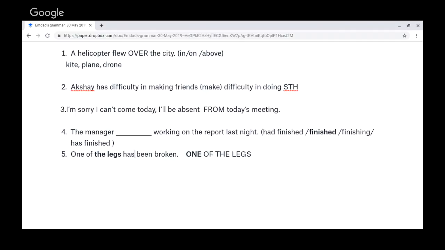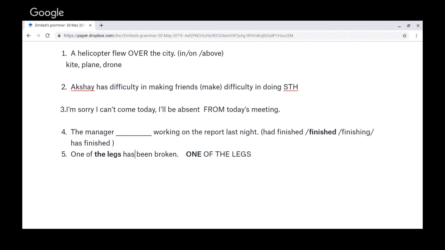But one of the countries offer or offers? Bolo, Akshay, tum batao, one of the countries offer or offers? Can I say one offer or one offers? One offers. Is it clear? This is very important, guys. So here we learned two rules. One of the, after that always a plural noun.